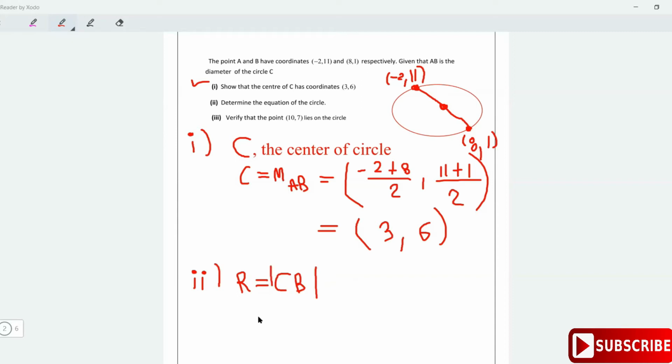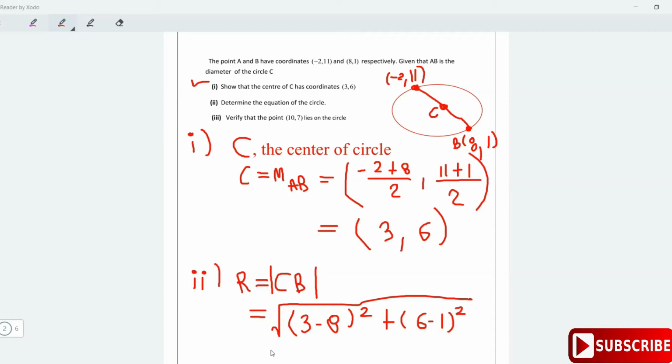To find the length of CB, we use the length of a line formula. So the radius is the square root of (x2 minus x1) squared. So this is the center C, and this is the point B. So x2 is 3, so it is actually 3 minus 8, squared, plus y2 minus y1, which is 6 minus 1, squared. And that will give us the length of the radius.